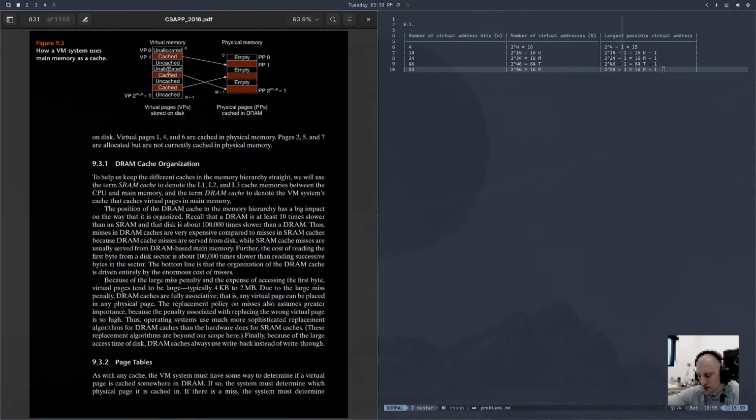The replacement policy on misses also assumes greater importance, because the penalty associated with replacing the wrong virtual page is so high. Thus, operating systems use much more sophisticated replacement algorithms for DRAM caches than the hardware does for SRAM caches. These replacement algorithms are beyond our scope here. Finally, because of the large access time of disk, DRAM caches always use write back instead of write through.